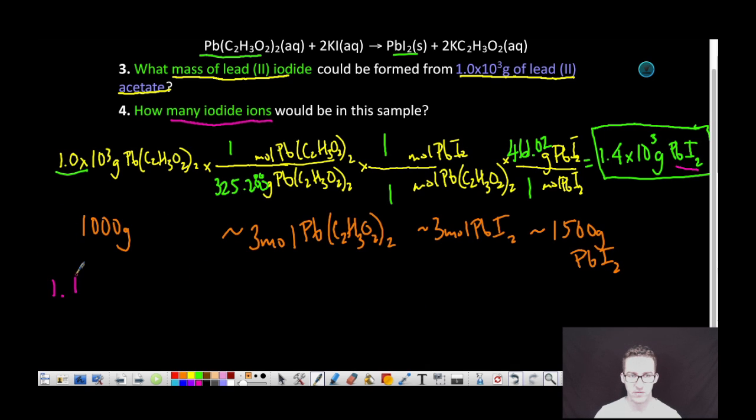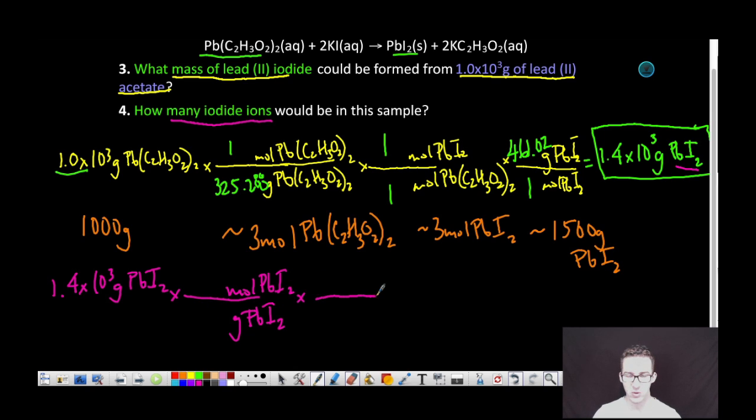We've got 1.4 times 10 to the 3 grams of lead-2 iodide. I'm going to go back to moles. So we're going to have a conversion factor that looks something like this. Again, once you've gotten to moles, that's where you're sort of free to go wherever else you might like to go. The moles of lead-2 iodide compared to moles of, in this case, the iodide ions. And then from there, we can go from moles of the actual iodide ions to the actual number of ions.